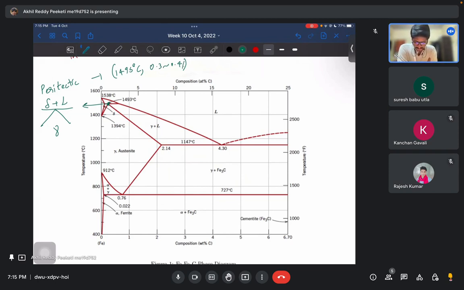Next, what other points are available? Yeah, so liquid transforming to two solids, right? So what will be this point? Yes. So liquid transforming to two solids, that is a eutectic point, with the temperature 1147 degrees Celsius and composition 4.3%. Yes. Any other point?